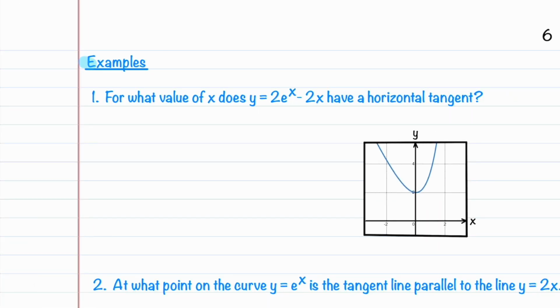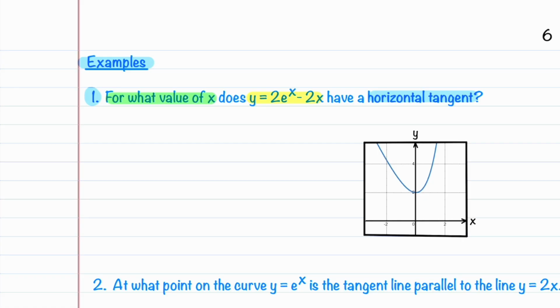We are going to walk through some examples where we'll need to take the derivative of a natural exponential function. Let's look at our first example. We're asked: for what value of x does y equal 2e to the x minus 2x have a horizontal tangent? I think the hardest part of this problem is trying to figure out what you actually need to calculate. So let's look at this again.